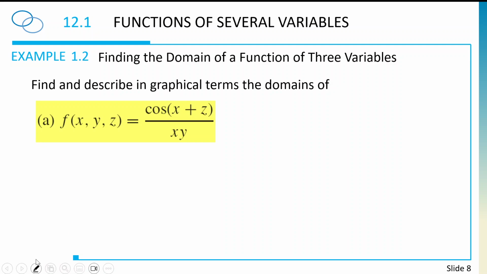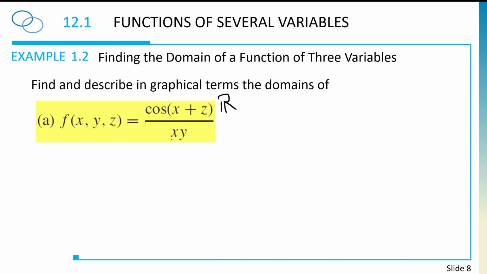I have f of x, y, z equals cosine of x plus z, over xy. Now let's deal with them one by one. I'll think about the numerator. The numerator is basically cosine, okay? Inside I have x plus z. Both have no issues, defined everywhere. Cosine also is defined everywhere. So the domain for the numerator is the set of all real numbers. I have no issues.